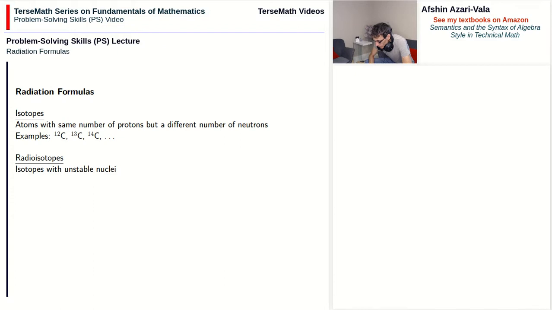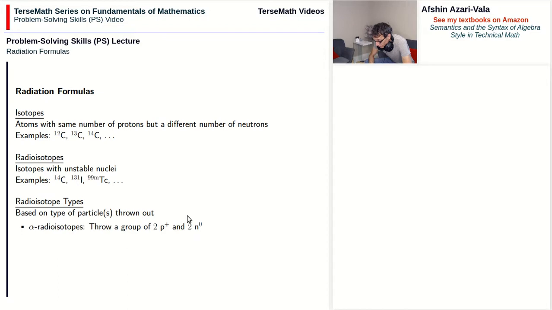Examples of isotopes with unstable nuclei are C14, the particular isotope of carbon, iodine-131, which is used quite frequently in treating problems with the goiter gland, and technetium-99m. As I just mentioned, the type of radioisotope is based on the kind of particle that it throws out of the nucleus. Alpha radioisotopes throw a grouping of 2 protons and 2 neutrons from their nuclei in order to become stable. Beta radioisotopes throw an electron out of the nucleus.